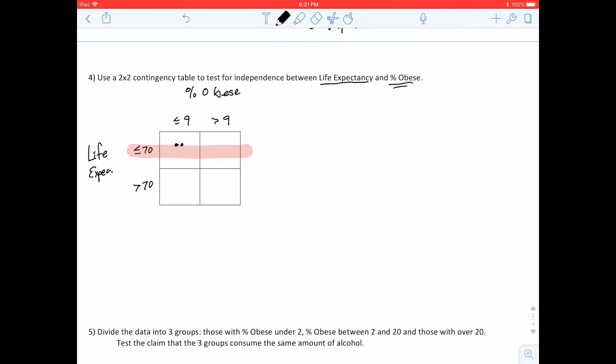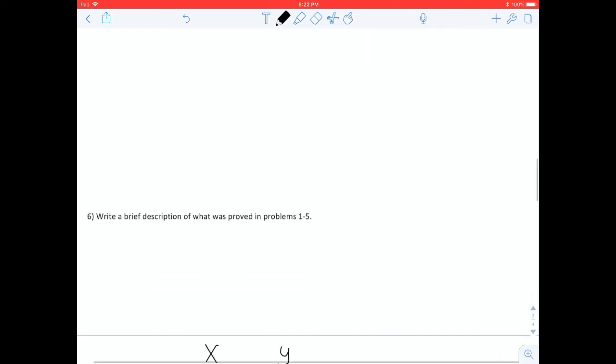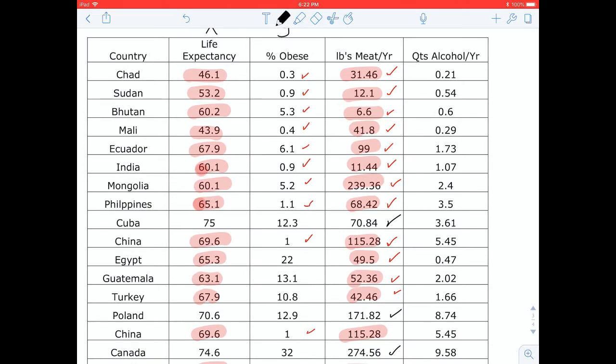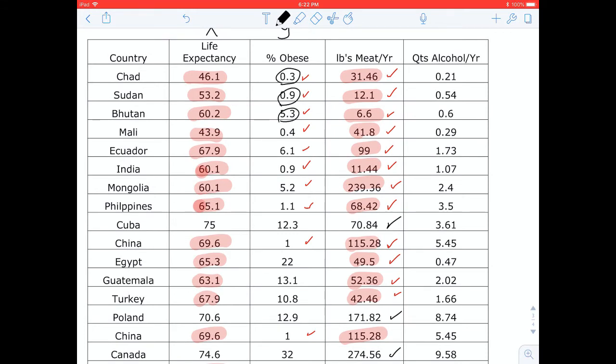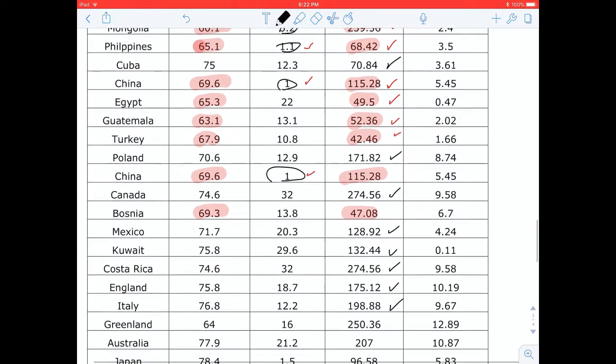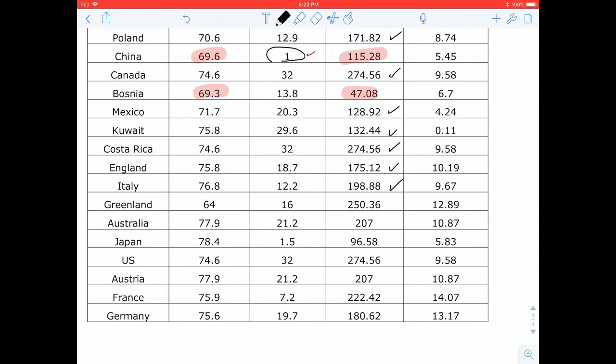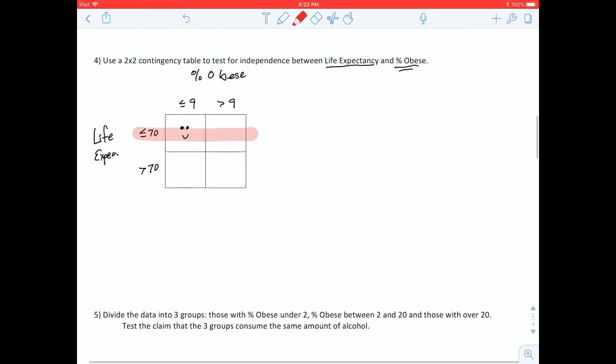So then for this square right here, it needs to be, first of all, the ones that are highlighted in red, and also their obesity has to be less than or equal to 9. So then you would go back over here, look at all the ones that are highlighted in red, and then count them if their obesity is less than or equal to 9. So that would be 1, 2, 3, 4, 5, 6, 7, 8, 9, 10, and this one should have been highlighted in red, although that's not less than. So this one was supposed to be highlighted in red. Okay, so I think that was the number 10.